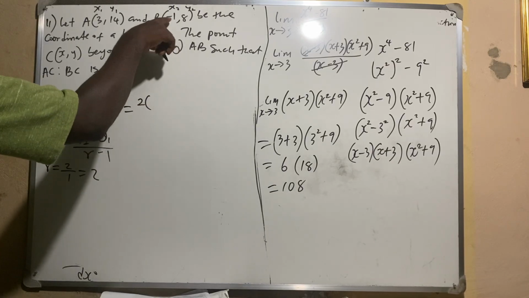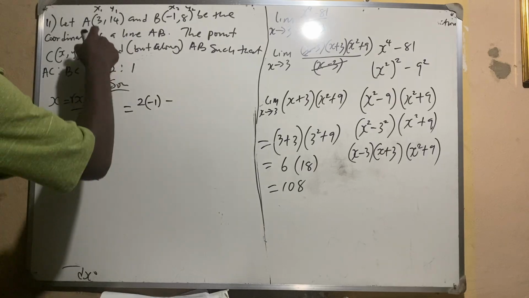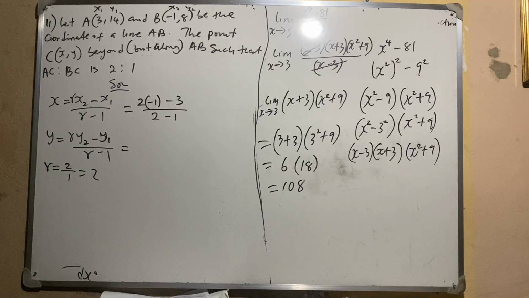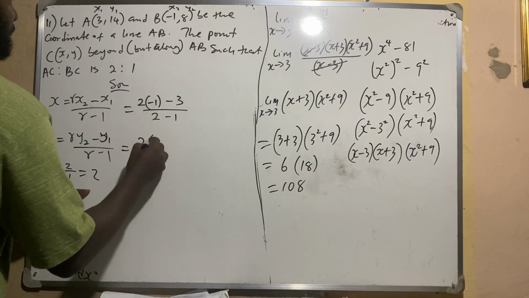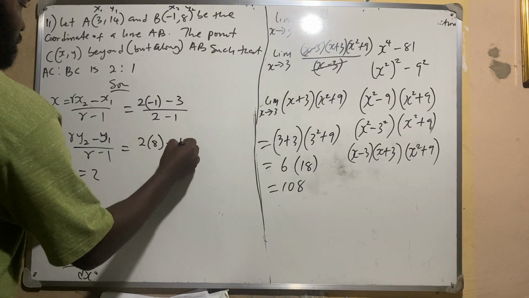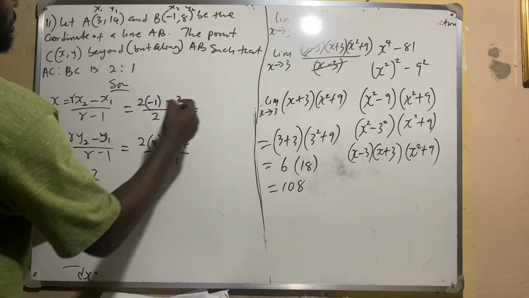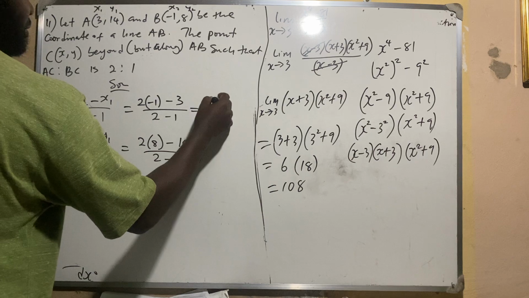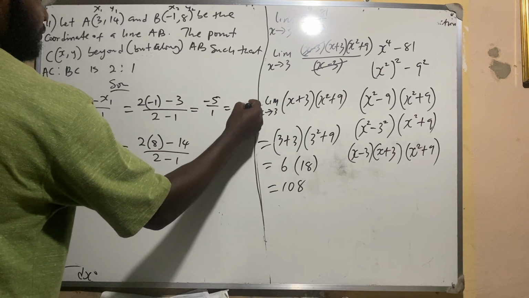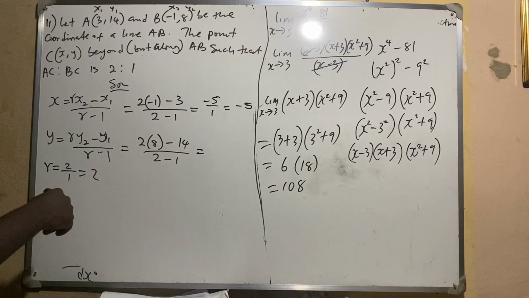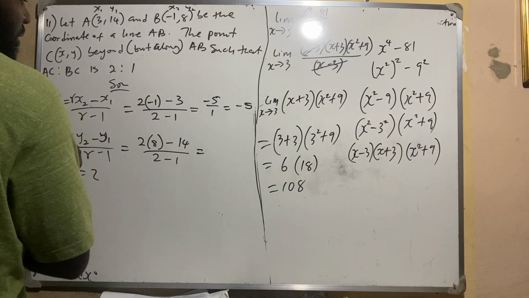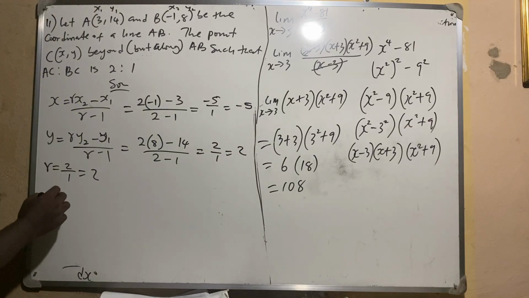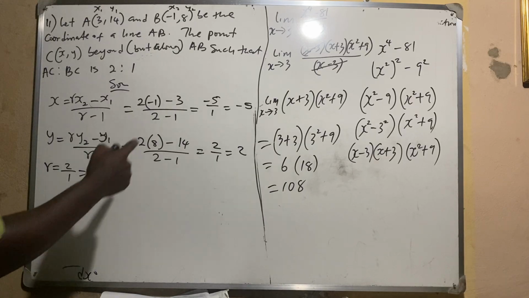So to get x, I'm going to say r, which is 2, in bracket of my x2, which is minus 1, then minus my x1, which is 3, all over 2 minus 1. So for my y, it is going to be r, which is 2, in bracket of 8, then minus 14, all over 2 minus 1. So this time, minus 2 minus 3 will give you minus 5. Minus 5 over 1 is minus 5. For this one, 16 minus 14 will give you 2. That is 2 over 1, which is 2. So my point, the point beyond but along, is now what?